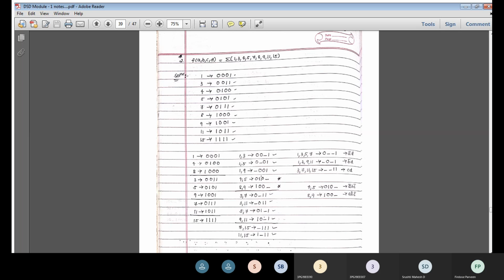Okay. So if you want to check whether it is correct or not, you can see that this 4 is not written anywhere here, as well as 8 is not written, whereas 5 and 9 are there, but 4 and 8 are not there. So you have to include these things in your prime implicant table.